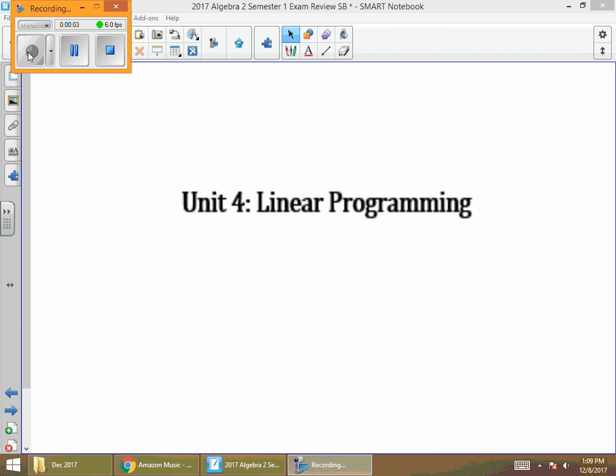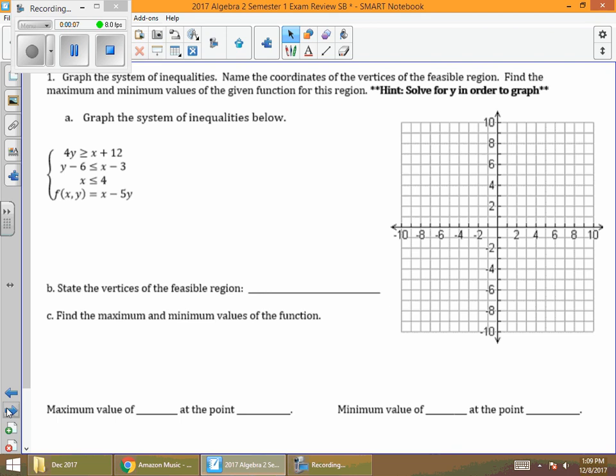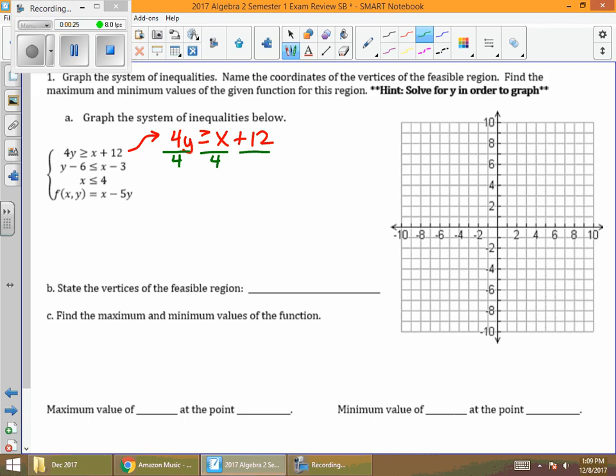Alright, we're going to take a look at the first question in the linear programming section on the midterm review. So for this one, if you want to graph the system of inequalities, you have to make sure that you solve for y first. So for this first equation, all you have to do here to solve for y is to divide everything by 4. So we end up with y is greater than or equal to, you might want to put a 1 in front of that x. So you can see your slope is 1/4 x, and then plus 3.